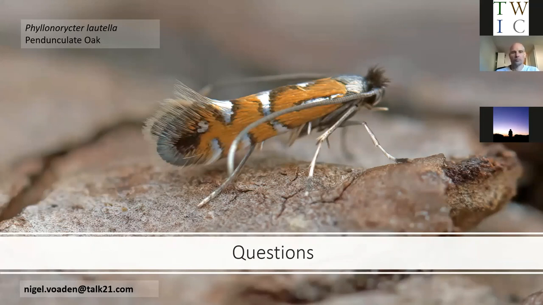I'll leave you with a picture of Phyllonorycter lautella, a blister miner, which I reared through to adulthood, and you can see how beautiful these little leaf miners can actually be.